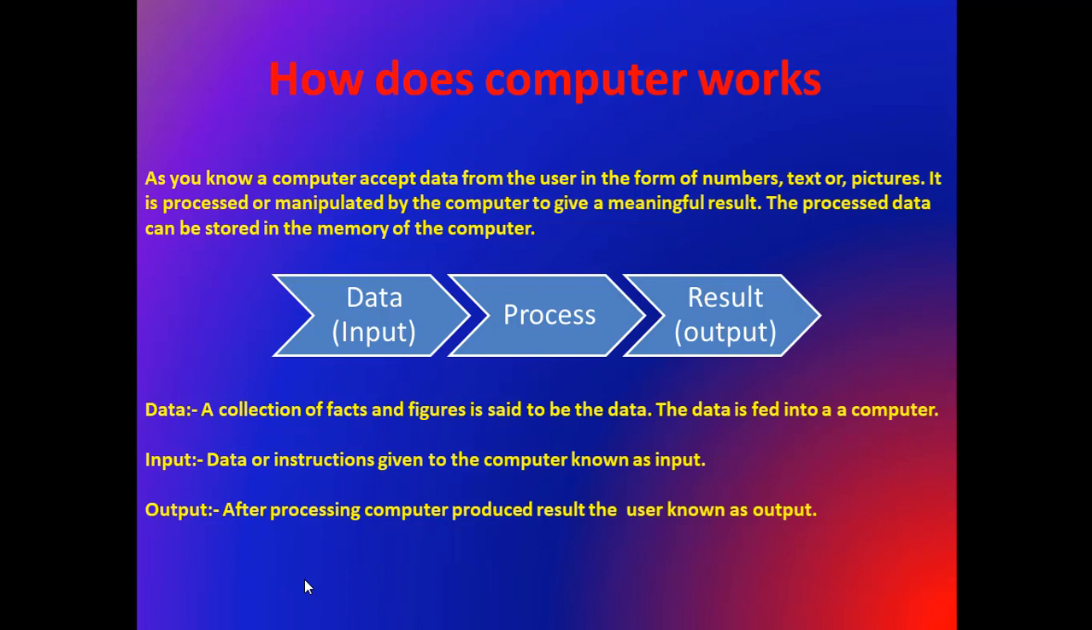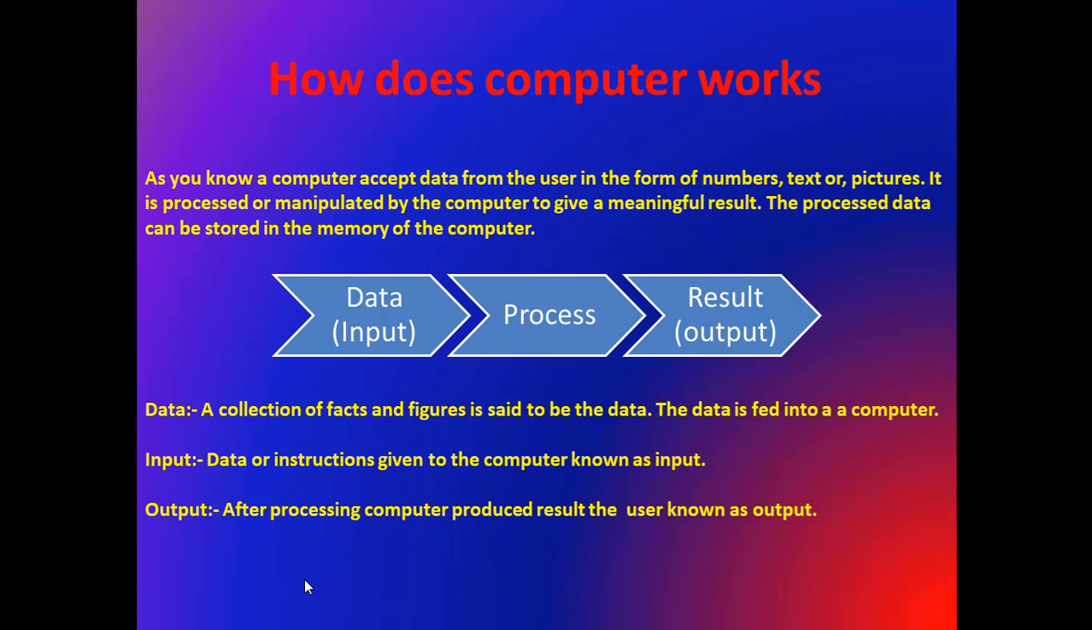So first of all, here is the working principle. The computer gets input from the user: input, process, and output. This process is also known as the IPO cycle. I for input, P for process, and O for output. So here are some definitions of input, process, output, and data. Here we will discuss those.